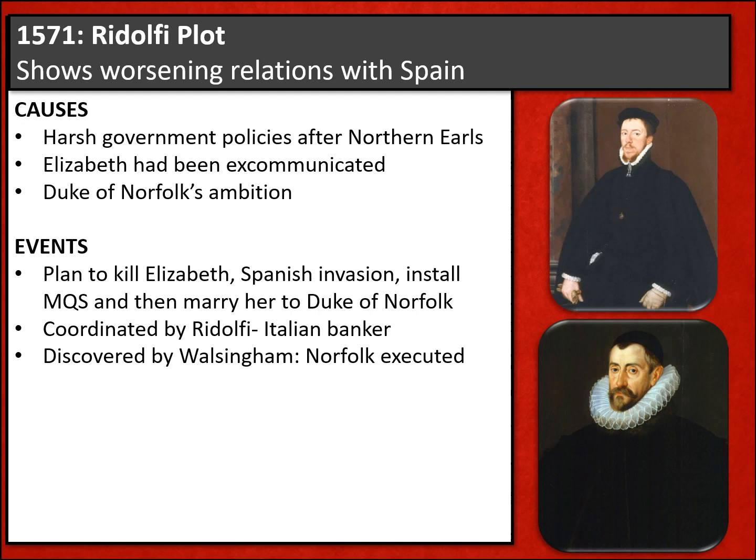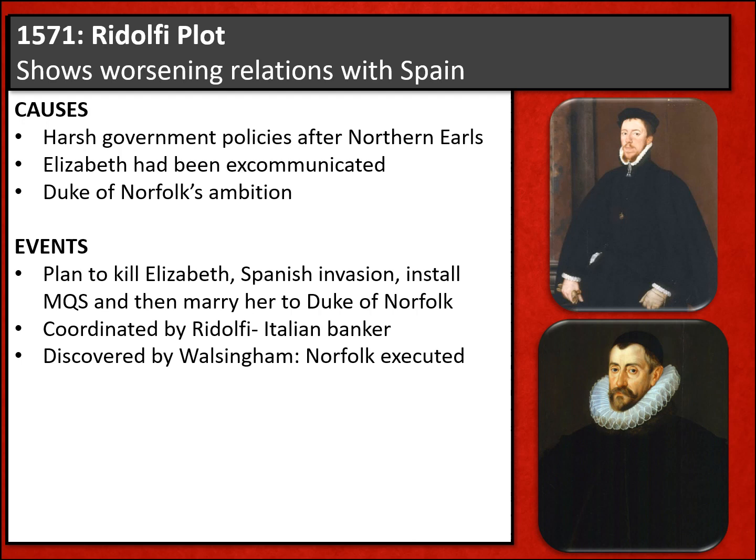So the plan was to kill Elizabeth, for there then to be a Spanish invasion, install Mary Queen of Scots on the throne, and then she would then marry Thomas Howard, the Duke of Norfolk. A key figure in this is Roberto Ridolfi, an international banker. Because of his role as an international banker, he could move fairly fluently around the courts of Europe, making links and passing messages, that kind of thing.